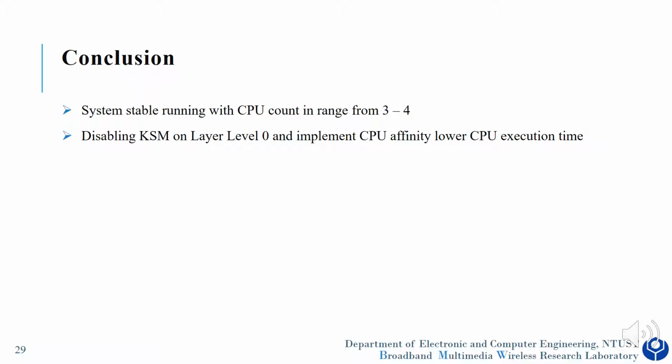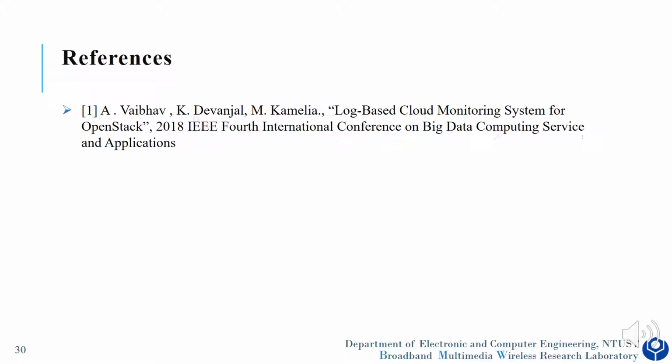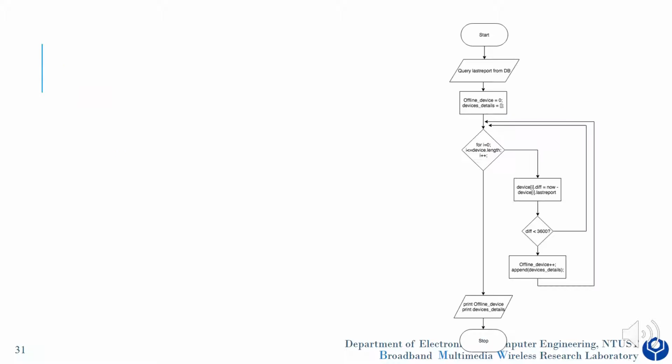So the conclusion from our thesis is that using our optimization, the system runs stably with the CPU count in the range of 3 or 4, and by disabling KSM at layer level 0 and implementing CPU pinning, we get a lower CPU execution time. So, references, thank you.